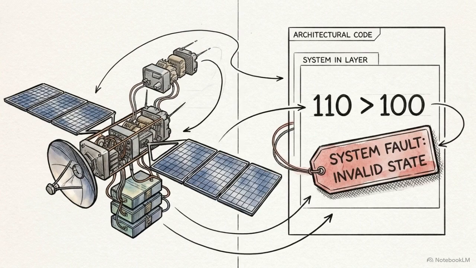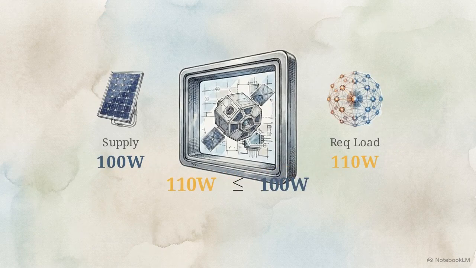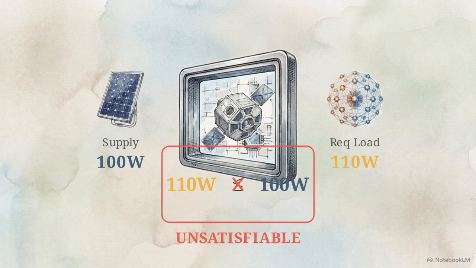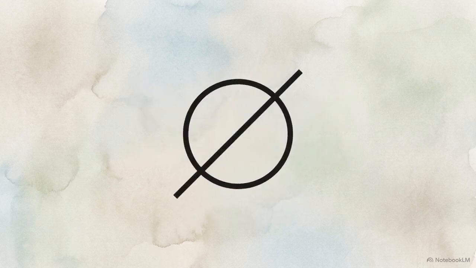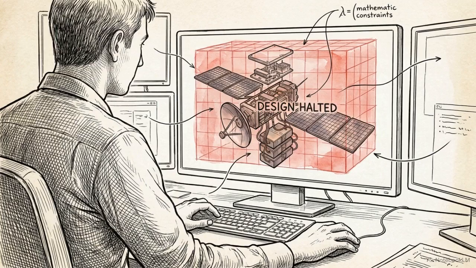the contradiction. When the requirements exceed the physical constraints, the logic engine identifies this as an empty set of realities. Mathematically, this machine cannot exist. SysML version 2 functions as a mathematical lie detector, stopping fatally flawed designs from ever leaving the computer.